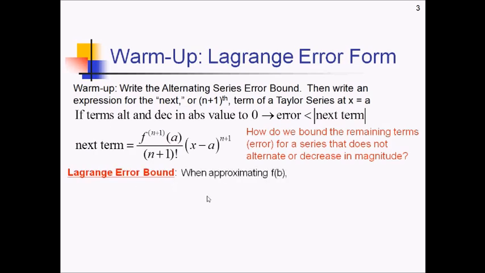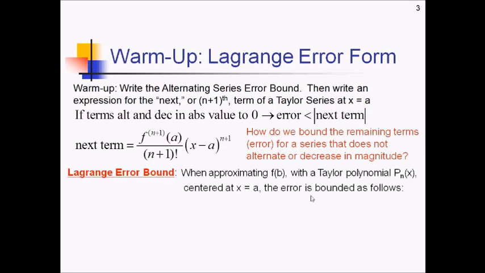This says that when you're approximating f of b with some polynomial p sub n of x, and by the way, this works when it alternates and it works when it doesn't, let's say we're centered at x equals a. The error is going to be bounded as follows. So we're still going to have my error expression here, the true function value minus the polynomial. That's just the error. We're still going to have this fraction here for the next term. We're still going to have an n plus 1th derivative. So far, everything is exactly the same.